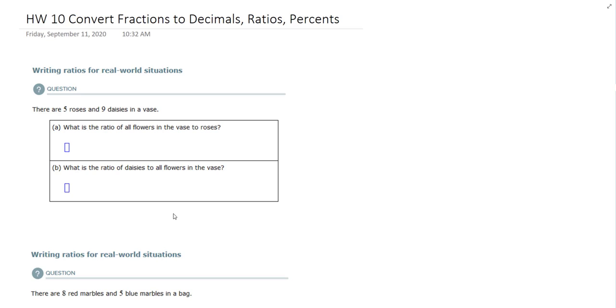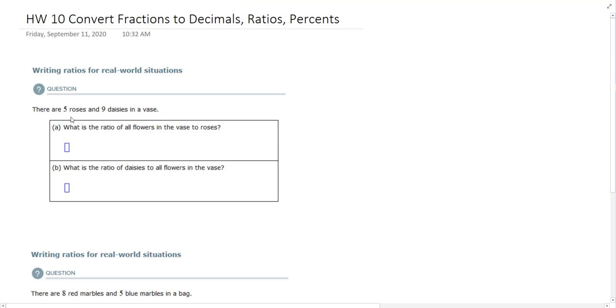Writing ratios for real-world situations. Okay, so a ratio is a way to compare two quantities. And in this particular topic, the practice problems, the quantities are often going to be a particular quantity, but maybe to the total or all of the stuff that's being talked about.